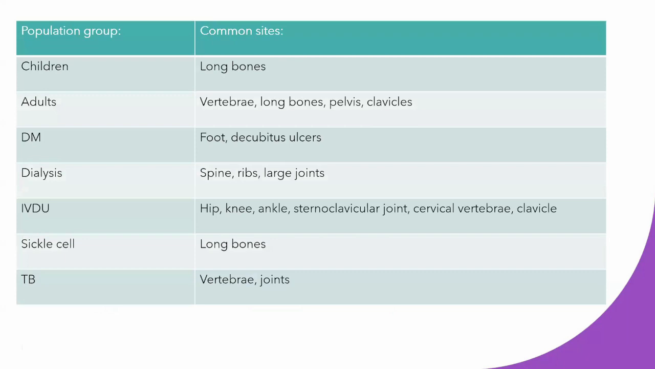This is just to illustrate that certain patients are at more risk of developing osteomyelitis in certain sites. Not surprisingly, diabetics will have foot ulcers. But what I found interesting is that patients on dialysis, and I think this is more likely in the permacath population, might have osteomyelitis of their ribs. And like I said earlier, IV drug users can present with anything. Please don't forget TB, especially with the spinal involvement.